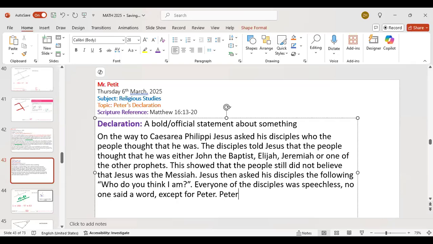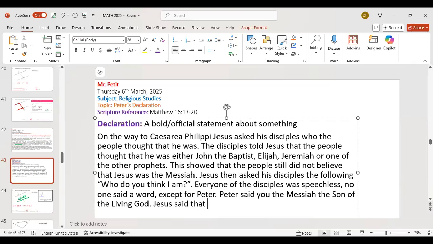Peter said, "You are the what? The Messiah, the son of what? The son of the living God." Very good. What did Jesus say? Jesus said that what? Good for you, Simon, son of John. No, he said something. What did he tell him?